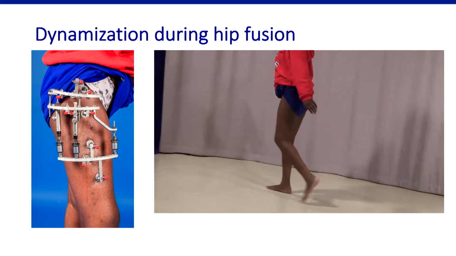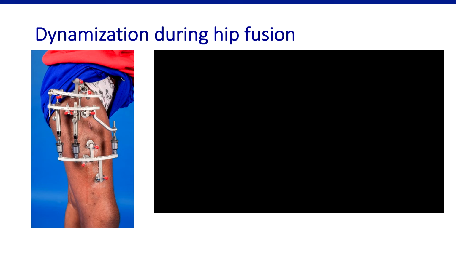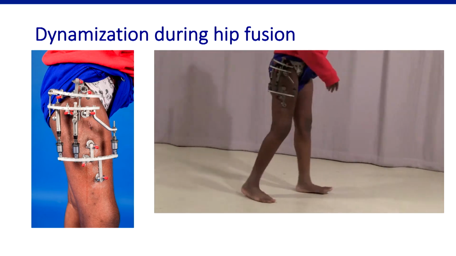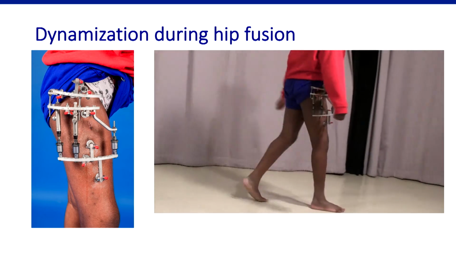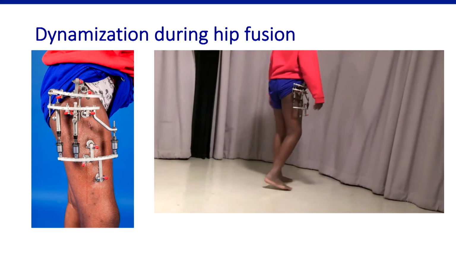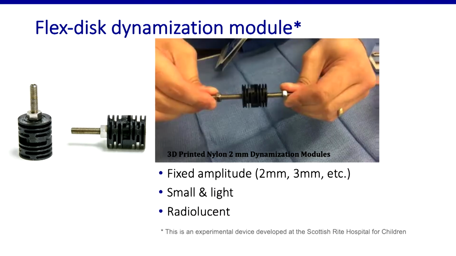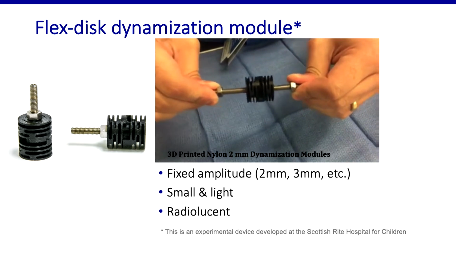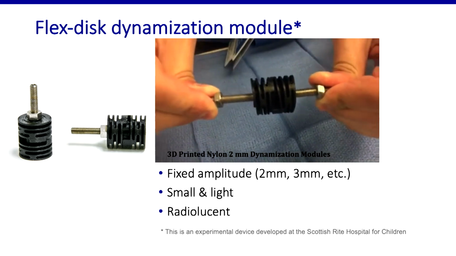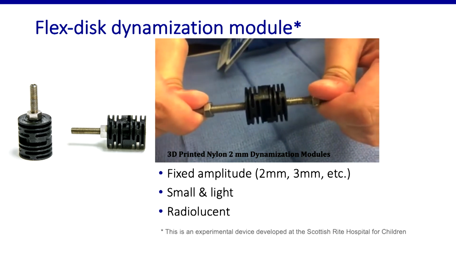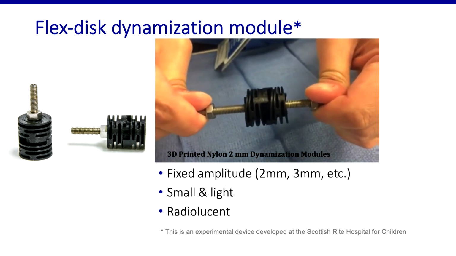Unfortunately, those spring-loaded dynamizers are a little bit too hard. They require quite a bit of loading. Now, our typical Texas-sized patients, they're okay. They produce enough load, but smaller children require something less rigid. And this is why we developed, and this is still experimental, those flex disc dynamization models. They should be available soon, but we just print them on the 3D printer. They should be commercially available sometime this year.